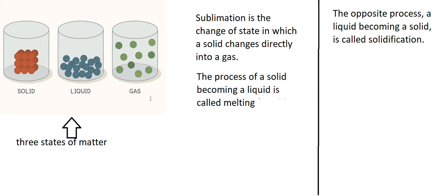The process of a solid becoming a liquid is known as melting. When a solid turns into a liquid, this process is called melting. While when a liquid turns into a solid, that is called solidification. So the opposite process of melting is known as solidification.